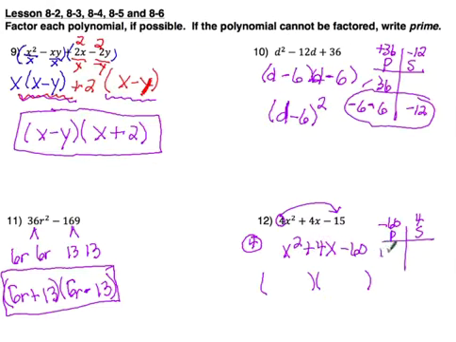Well, I can do 1 and 60. I'll go ahead and do it the long way here. 2 and 30. And then 3 and 20. That's a 3. I don't know why it's not wanting to work. And then 4 and 15. 5 and 12. And 6 and 10.